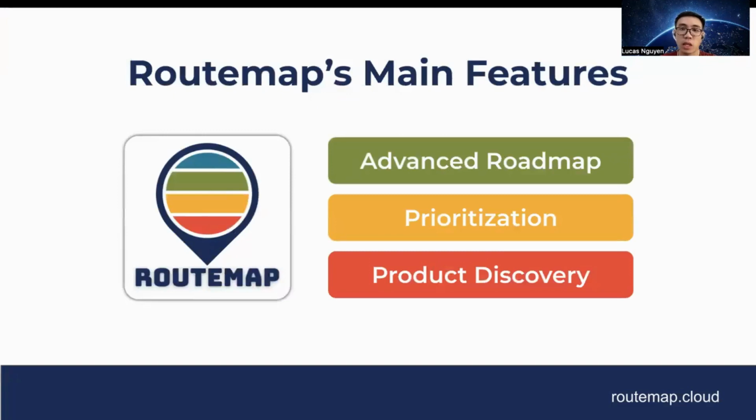Now, the Routemap apps have three main features. The first one would be Advanced Roadmap. The second is prioritization, and finally, the product discovery feature.